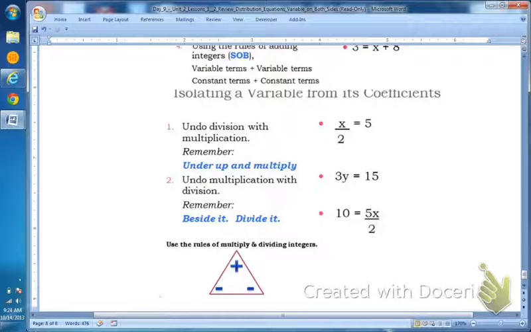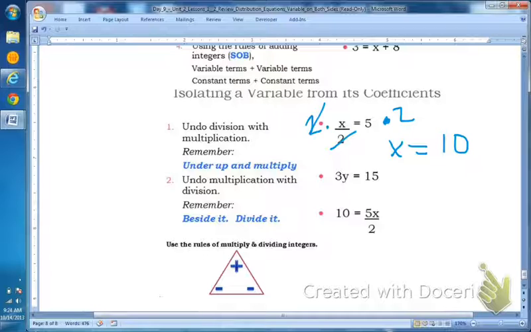So let's take a look at the first example there. x over 2 equals 5. Where's my coefficient? Is it beside it or under it? Under it. So if it's under, I have to multiply. Yeah, under, up, and multiply. So I'm going to multiply both sides by 2. These 2's cancel out. That was the whole point of multiplying by 2. So x is equal to 5 times 2. They're both positive. Equals positive 10. That's a dot right there, by the way, if you guys are looking at me curiously. Positive 5 times positive 2 is 10.